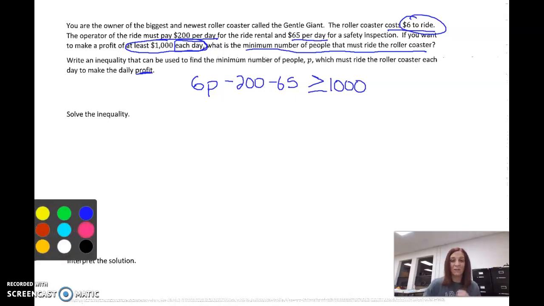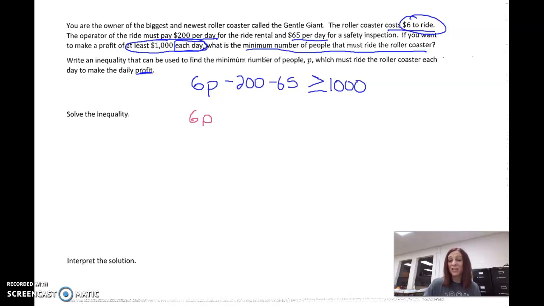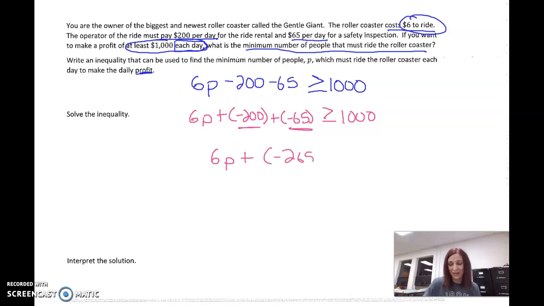Now, let's solve. Guess what the first thing I'm going to do is? I know I'm going to have to simplify, so I'm going to change these to addition. Instead of saying minus 200, I'm going to say plus a negative 200. Instead of saying minus 65, I'm going to say plus a negative 65. And the reason I do that is because now I can combine my like terms. Okay, again, if you need a calculator, take it. If we simplify negative 200 plus negative 65, that's a negative 265, which is greater than or equal to 1,000. Okay, if you can get here, solve this just like an equation. Simplify and solve.